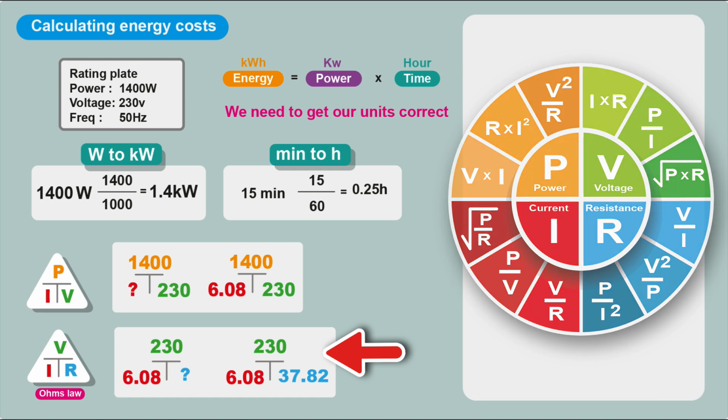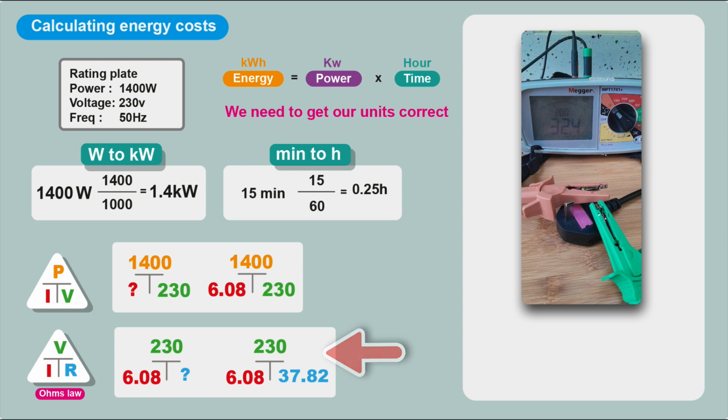Sometimes you might not have a rating plate, say like an immersion heater, for example. It's quite a useful thing. If you know the resistance of an element and you know the voltage, you can work out the amps. And once you've got the amps, you can work out the power.